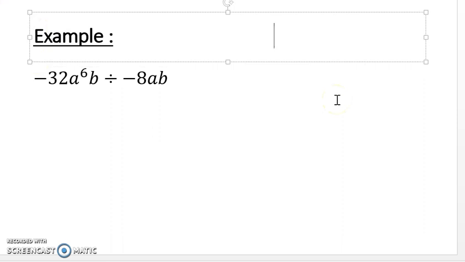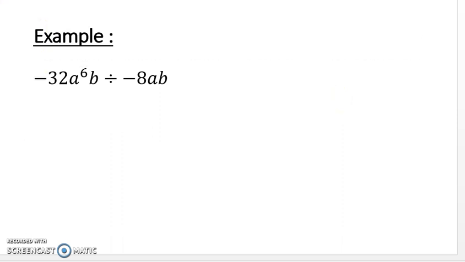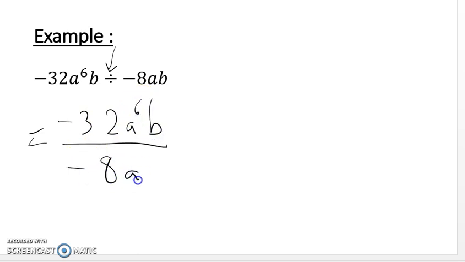This is one of those questions where it's better that you change the division sign. I think it's much easier to see this question if you have a division bar. So know that whenever you have a division sign and you're struggling a little bit, a fraction might actually help you more. So we've got minus 32 a to the 6b divided by minus 8ab.